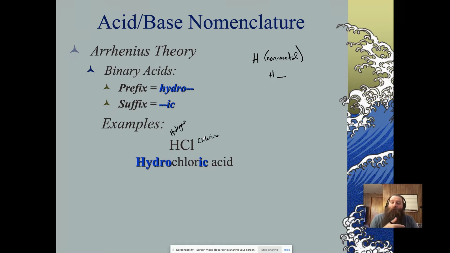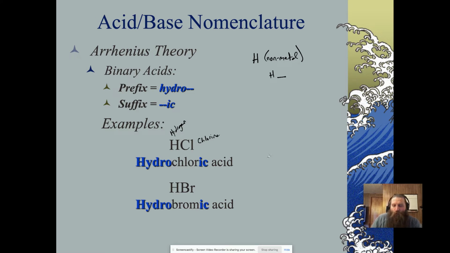Now, this is how you name the formula if you're given the formula. If you're given the name and you need to work the other way, if you see the prefix hydro and the ending IC, then you know, hey, I'm talking about a binary acid here, and I just need to cross my charges in order to make sure that my formula is right. Let's look at HBr. I have a binary compound. I have hydrogen out front. That should alert me, hey, I'm looking at an acid. So this would be hydrobromic acid.